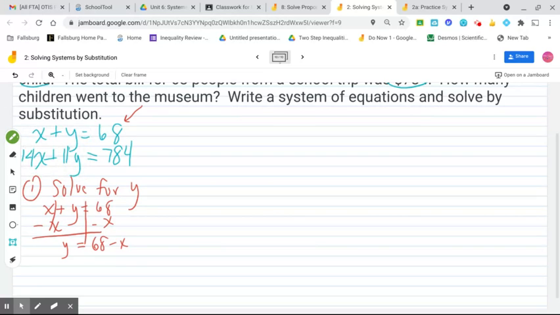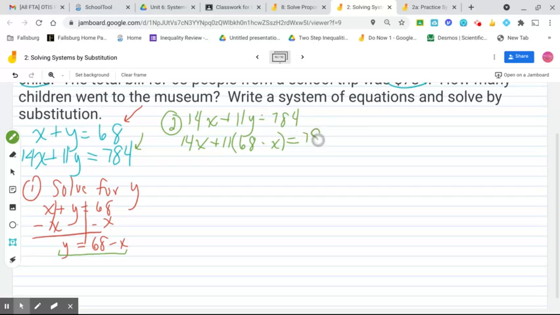After I do that, the second thing I'm going to do is substitute this, y equals 68 minus x, into the other equation. So I'm just going to write this here, 14x plus 11y equals 784. So I'm going to replace y with 68 minus x. So I'm going to have 14x plus 11 times, I take out y, I put in 68 minus x, and that equals 784.